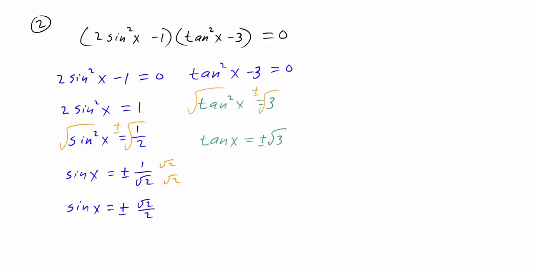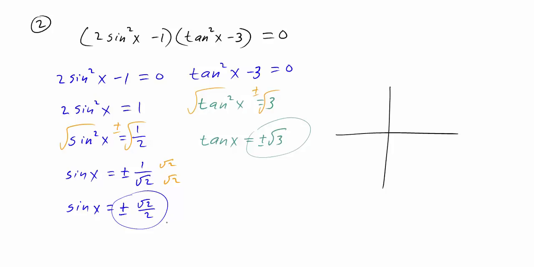So now when we look at this, we need to figure out where do we have sine, which is our y-coordinate. Where do we have a y-coordinate of plus or minus square root of 2 over 2? And then we'll come back and we'll look at where do we have our tangent, which is y over x. Where does our y-coordinate over x equal plus or minus the square root of 3? So let's start with our sine function over here.